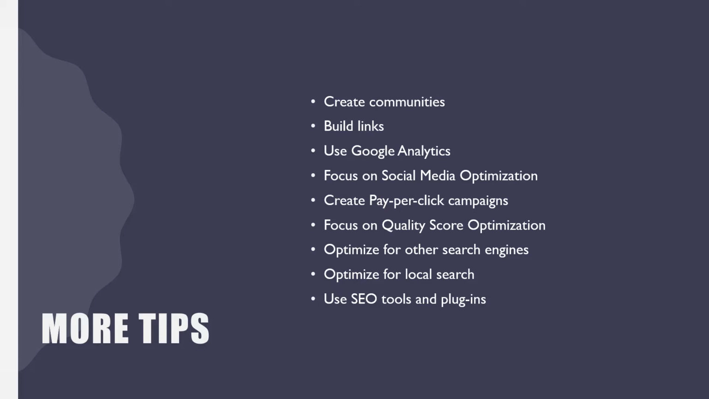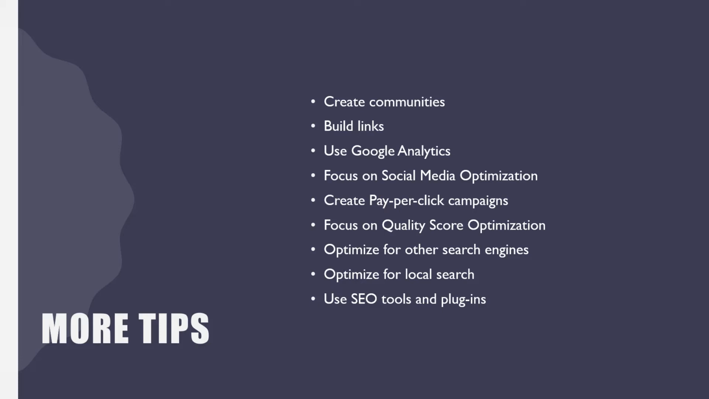Focus on social media optimization. So thinking about how you can use social media resources and optimize the keywords and the information you're using in your social media. Create pay-per-click campaigns. So before we were talking about natural ways for people to find your websites, but we're also going to look at ways that you can start thinking about how we bring people in, which keywords are going to generate the most traffic, what would be worth the most money to put into. Focus on quality score optimization, optimize for other search engines.